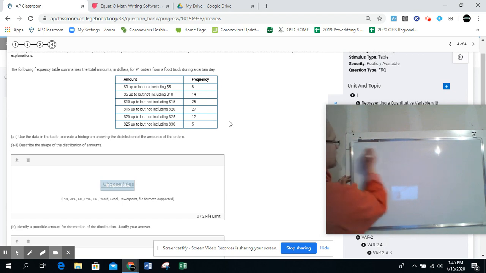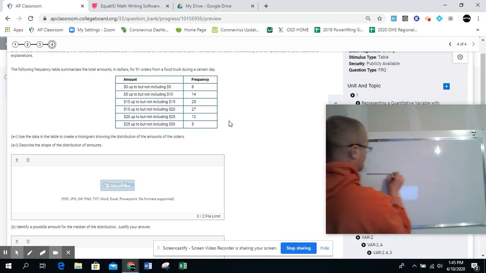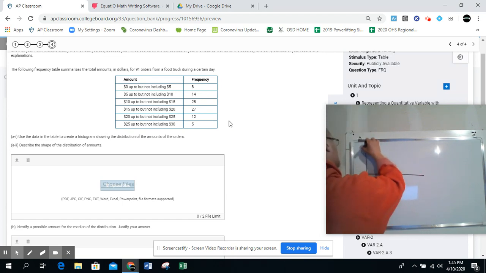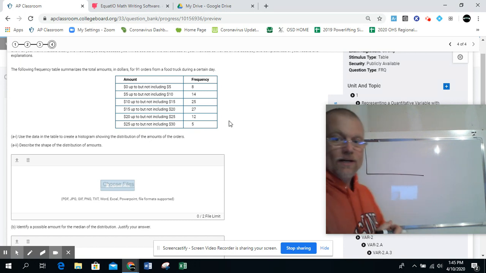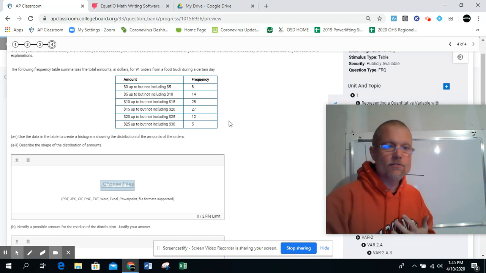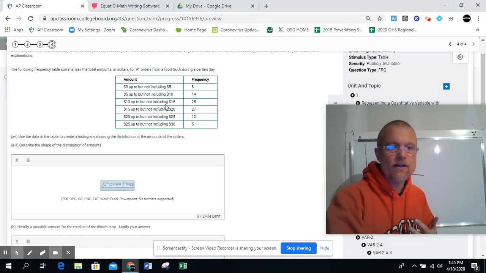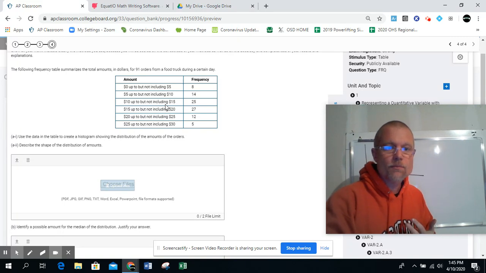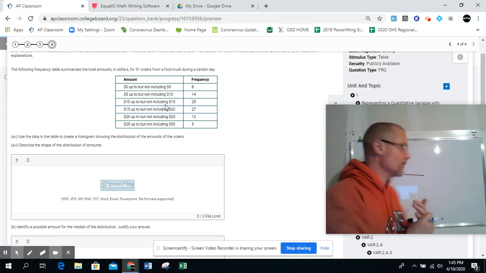But if you remember on a histogram, down here, what is this? We have to label what it is. They need that label or they take off points. So you have to give them a label. That is, what are these things here? That is the price of the order of the food truck.